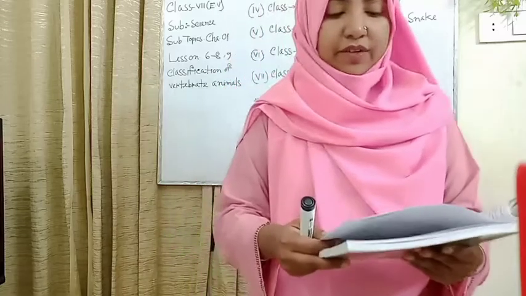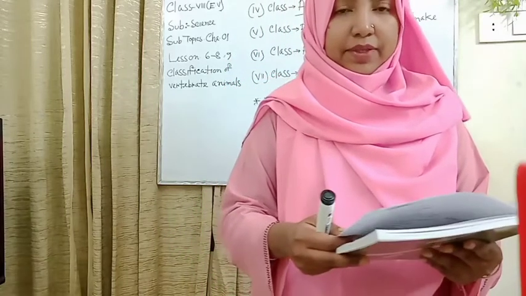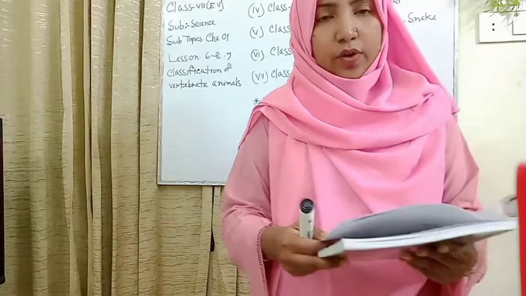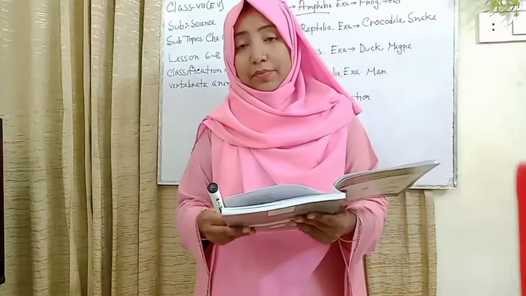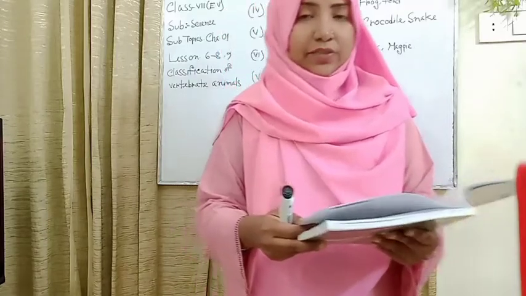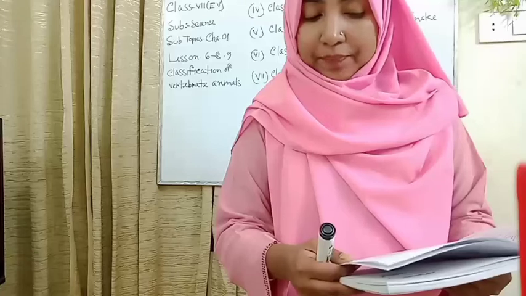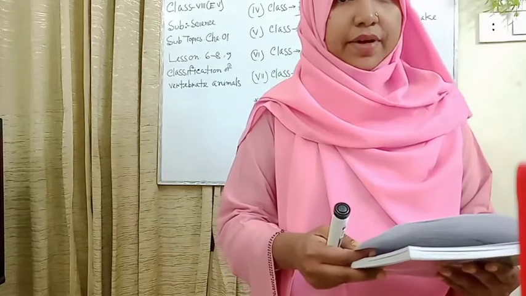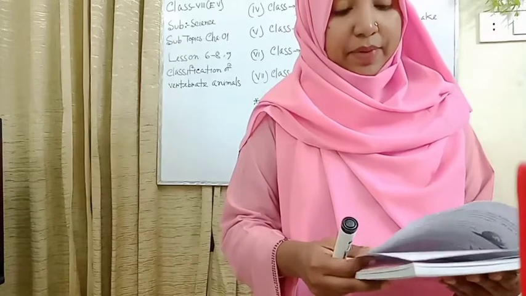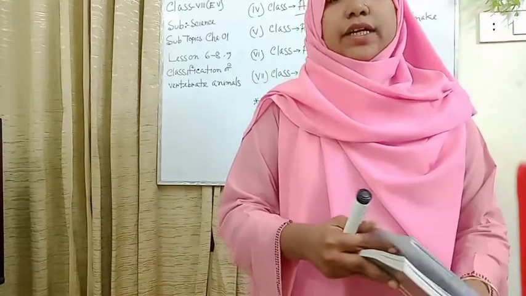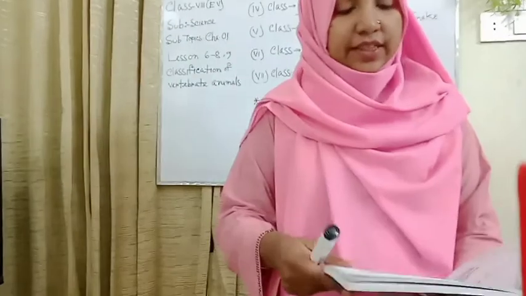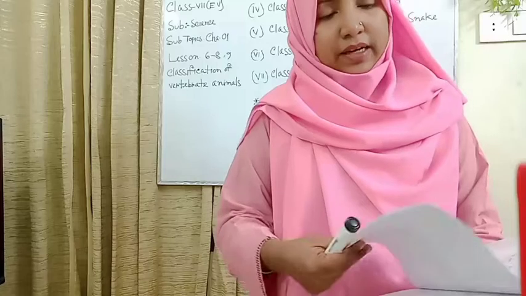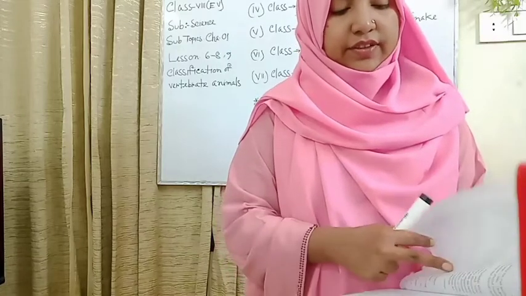Chordata have three subphyla: Urochordata, Cephalochordata and Vertebrata. In the Vertebrata there are 7 classes. The first class is Cyclostomata, the second is Chondrichthyes, the third is Osteichthyes, then Amphibia, Reptilia, Aves and Mammalia. Dear students, today I just finished this chapter, and I hope everyone understands it.